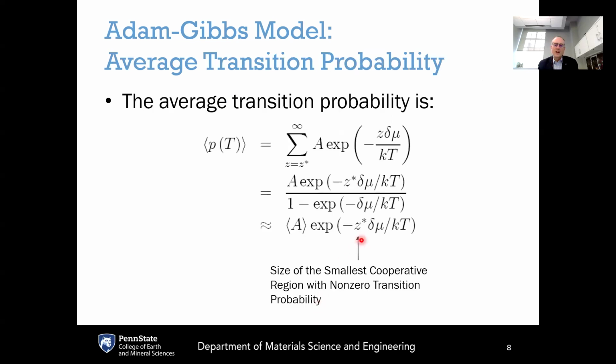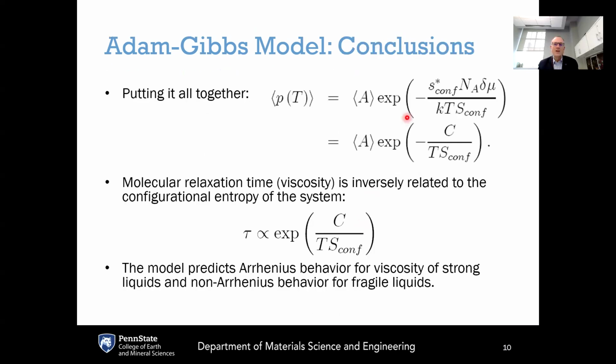This all gets put back into that exponential expression for Z star. And when we do that, the average transition probability is equal to some prefactor, A, times e to the minus configurational entropy of that minimally sized region, S star config, times Avogadro's number, or whatever the size of the system is, times the chemical potential difference, over kT S config for the entire system. And what we can do is take all of the constants and unknown things and lump them together into an unknown constant. So this unknown constant C is just equal to S star config times Avogadro's number times the chemical potential difference divided by Boltzmann's constant. And that's what gives us the equation here.